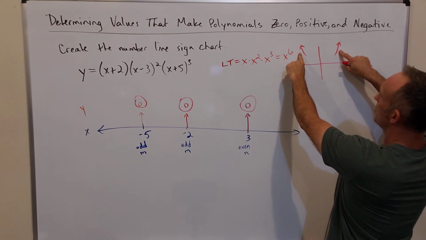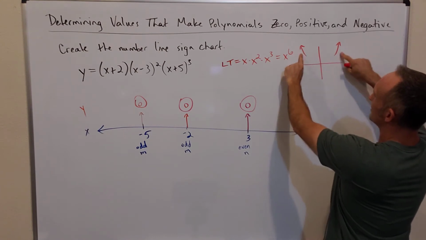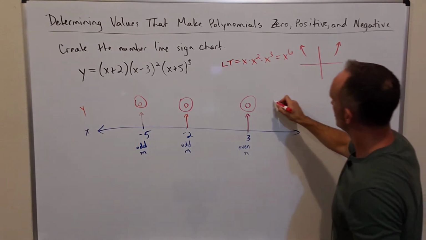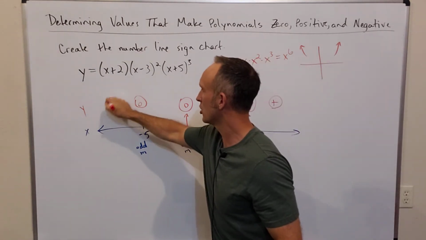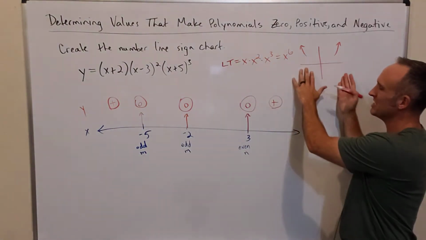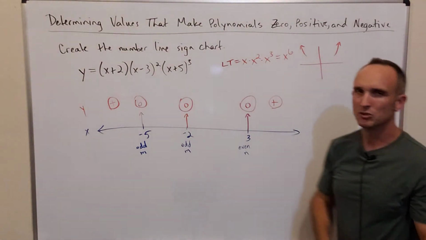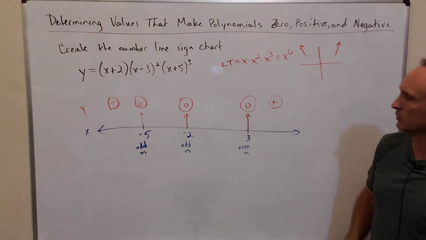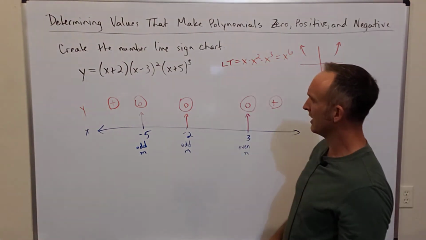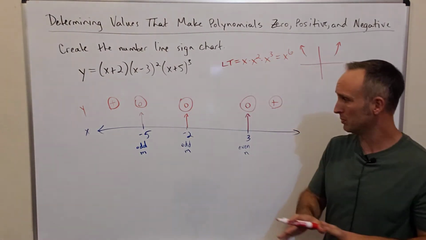So our end behavior does this, which means that on the ends of our graph, our y values are above the x-axis. We have positive y values. So I know that the signs on the ends of my number line chart are positive to match the end behavior of the graph. So we're using what we know about end behavior to help us with this number line chart.